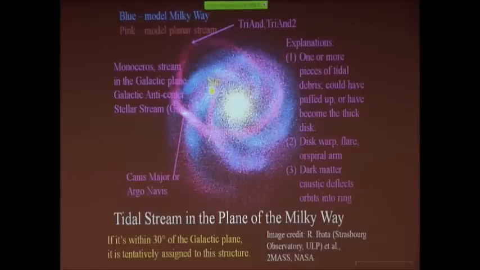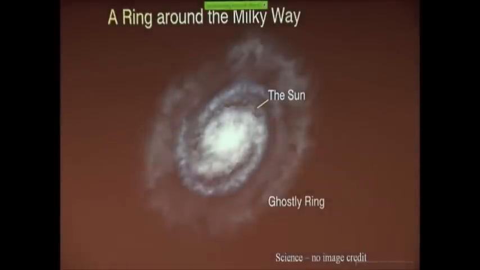So the explanations for this ring or the stream or what's found out there: one or more pieces of tidal debris, which could have puffed up the thick disk or could have become the thick disk itself. There are papers that have put those forward. It could be a warp or flare of the disk or a spiral arm in the disk. There's a possibility it could be a dark matter caustic from axions, and there are all different reasons for how this could be. None of these so far have really worked out as an explanation, and I'm going to show you an explanation of what I think.